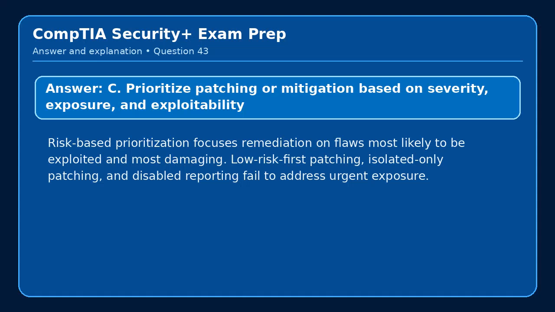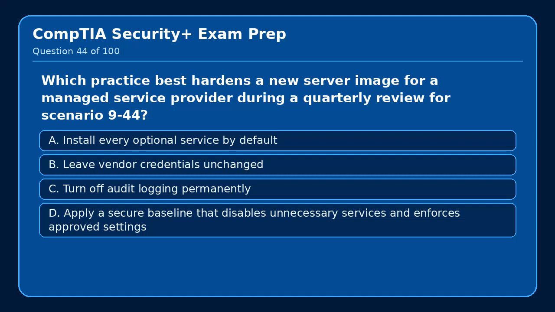Question 45. Which access model should a retail chain apply to reduce unnecessary privileges on the database cluster while preparing a remediation plan? The answer is B. Least privilege. Least privilege gives users and services only the access needed for their roles. Implicit trust, open relays, and broad shared ownership increase access beyond business need.